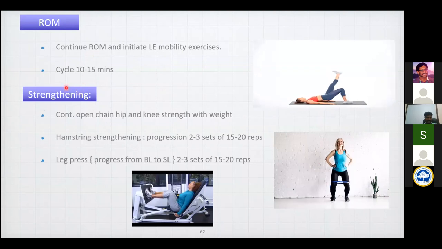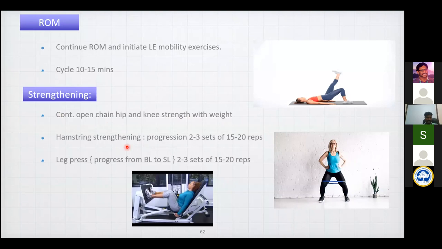They're all open chain exercises. And we can also continue with the cycling. We can add on a little bit of resistance, level one or level two of resistance, as per the patient's convenience. Again, strengthening. Continued open chain and hip and knee strength with weight. We will increase the weight slowly and increase the resistance slowly. Hamstring strengthening. Progress 2 to 3 sets of 15 to 20 reps, again depending on the patient.